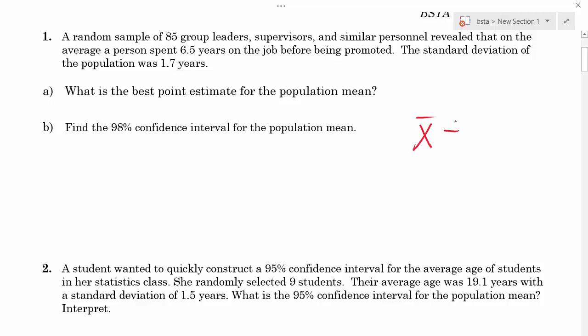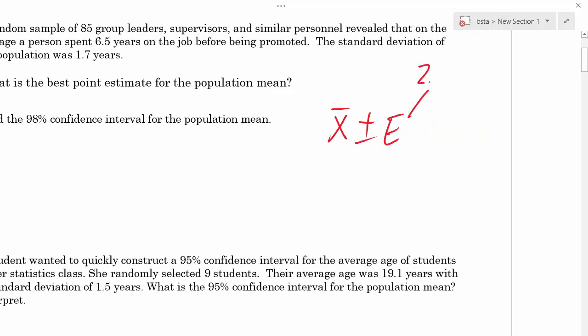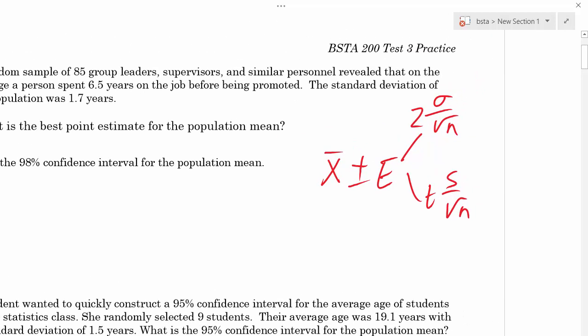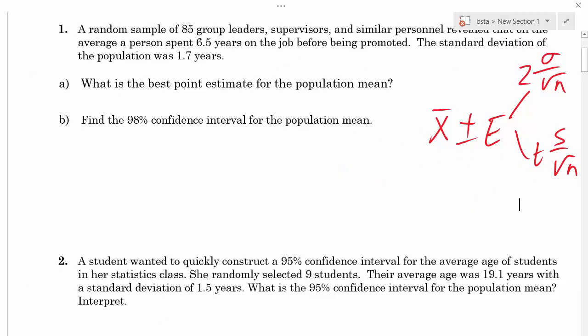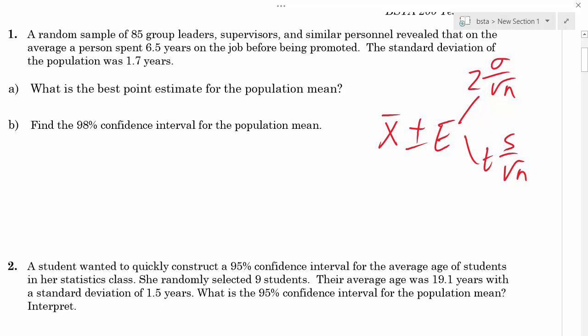So confidence interval for means, we use this formula, as you can see on your formula sheet. E could either be Z sigma over root n or T S over root n, depending on what you have. If you have the population standard deviation, you use Z. If you have the sample standard deviation, you use T. So you have to be able to decide correctly which one to use in each occasion. So you can see that on your formula sheet.